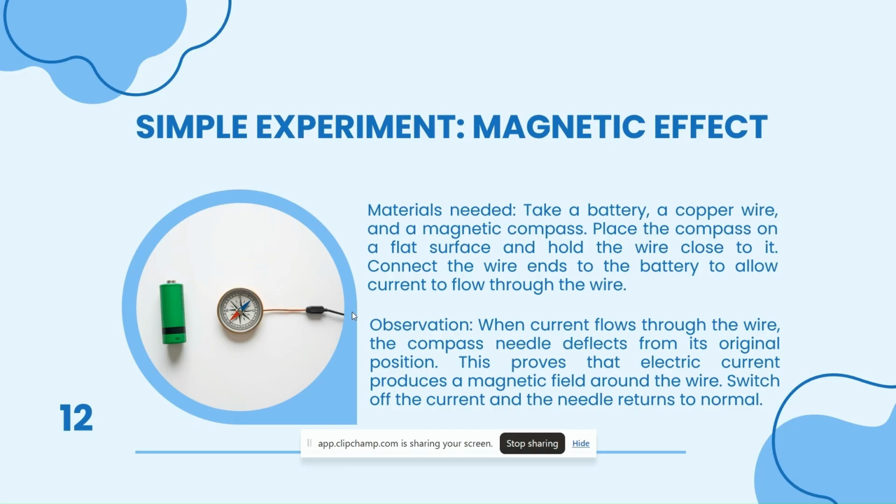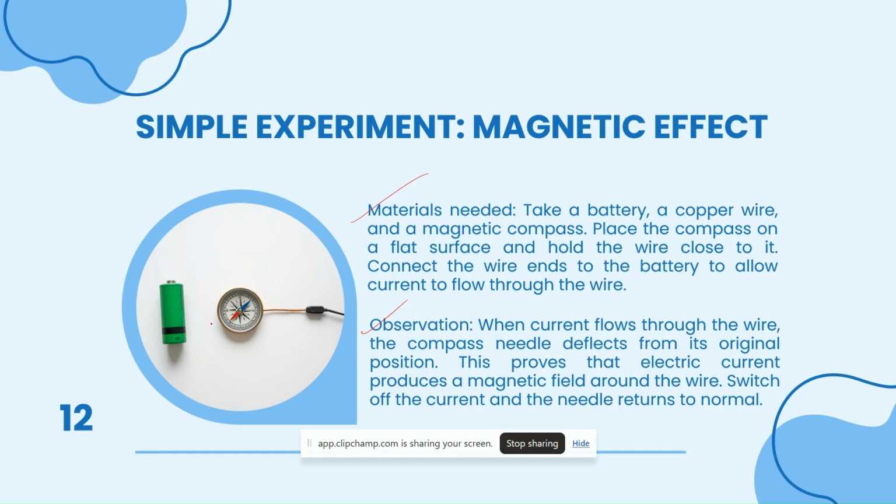Simple experiment on the magnetic effect. Materials needed, you can see the image here: a battery and a compass. Take a battery, copper wire and a magnetic compass. Place the compass on a flat surface and hold the wire close to it. Connect the wire ends to the battery to allow current to flow through the wire.